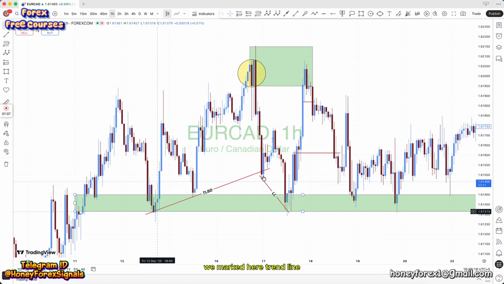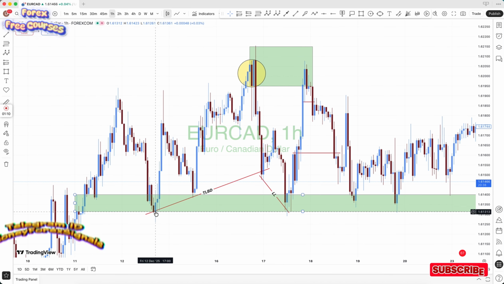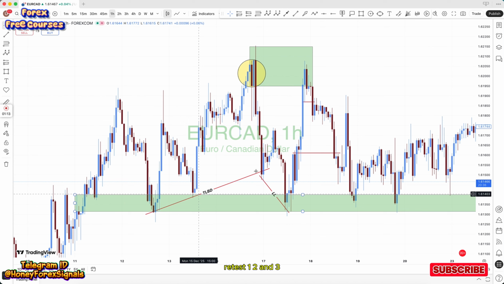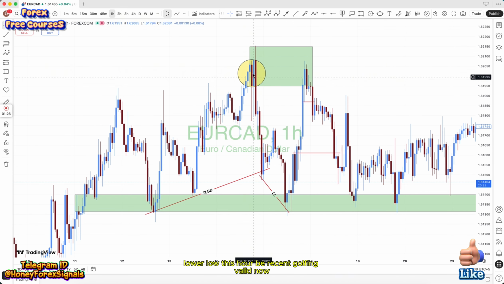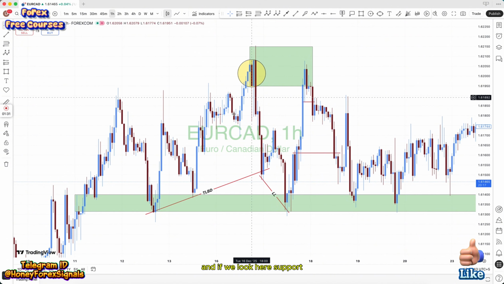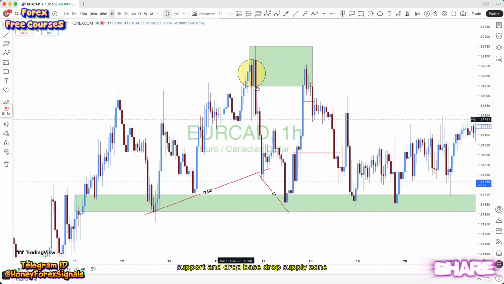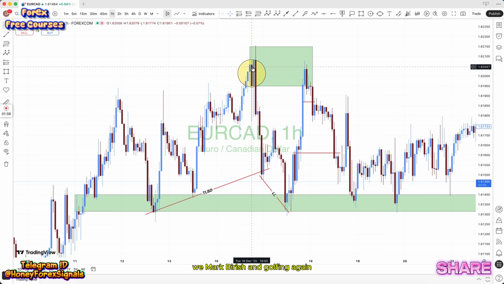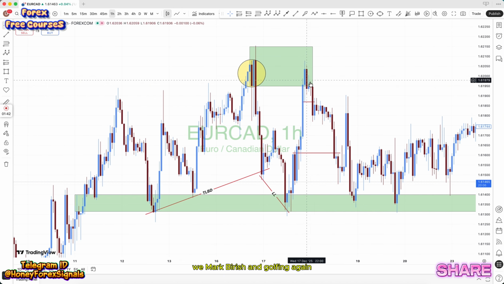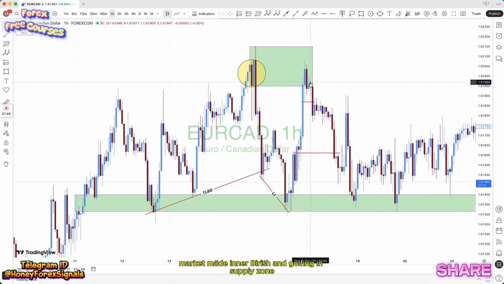We mark a trend line here. Retest here and then trend line breakdown. It went down, trend line breakdown. So the market made a lower low here. When the market made a lower low, this bearish engulfing is valid now. And if we look here, support and drop base drop supply zone. Look here, bearish engulfing. We mark bearish engulfing again. The market made an inner bearish engulfing in the supply zone.